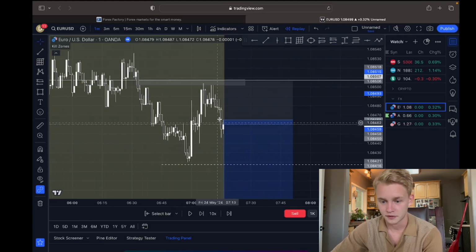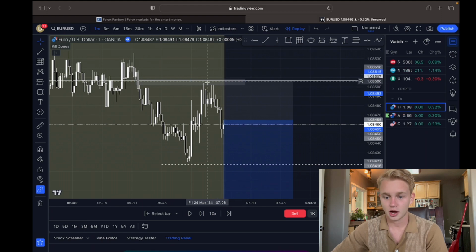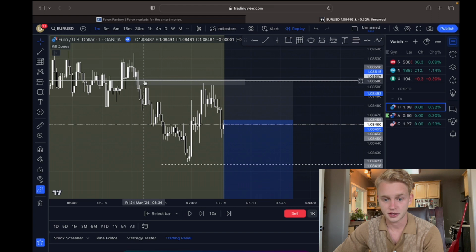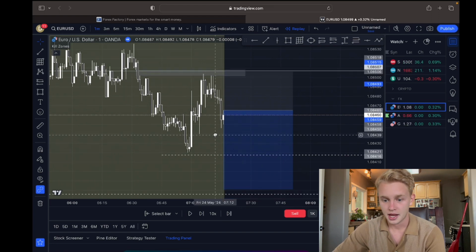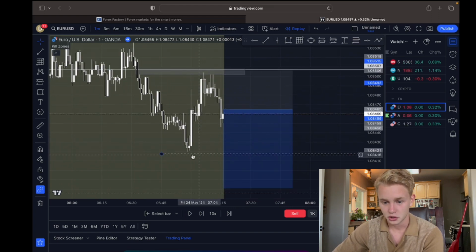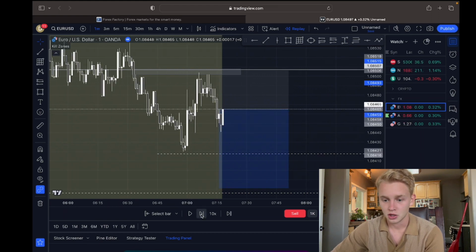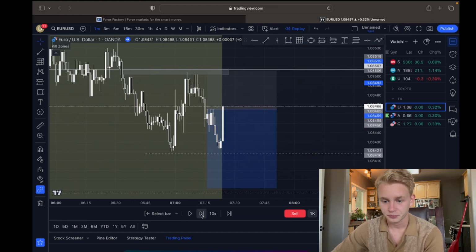So I entered off the fair value gap here. I put the stop where the 5-minute order block was, right above the 1-minute fair value gap. I targeted 1 to 2, waiting for this low to be taken so I could take risk off the table. So we got tapped in.